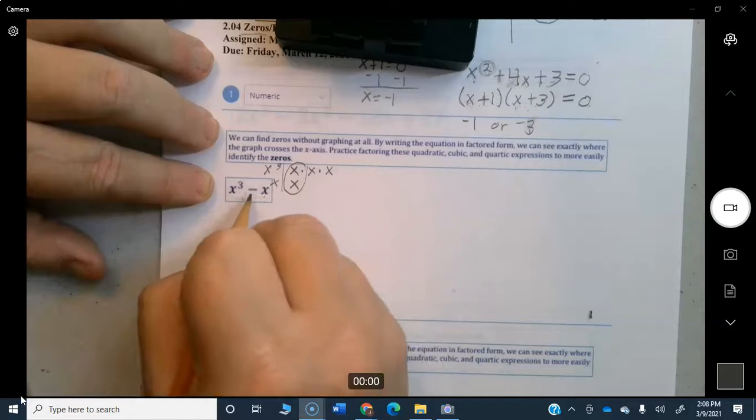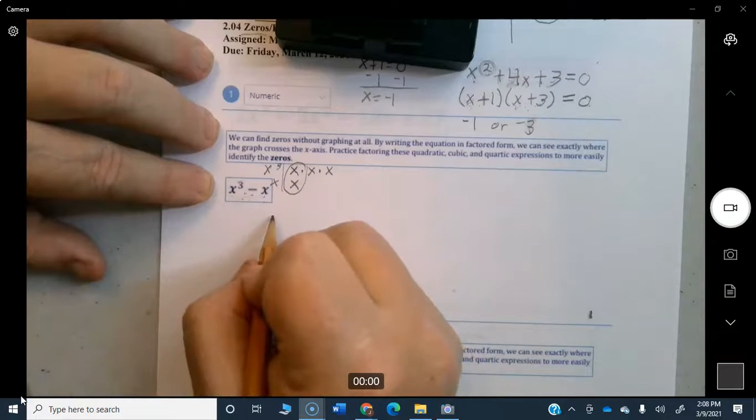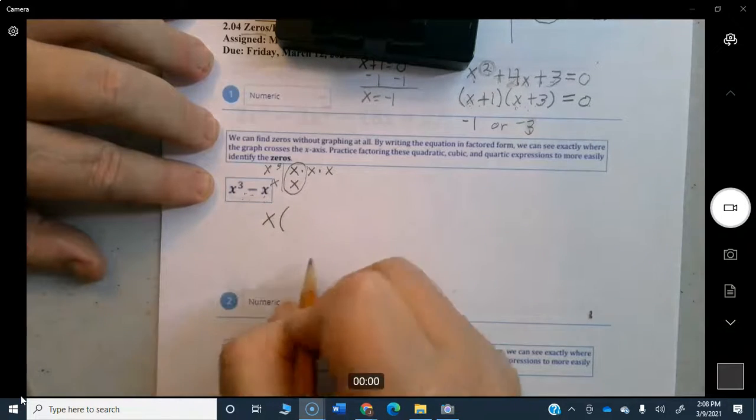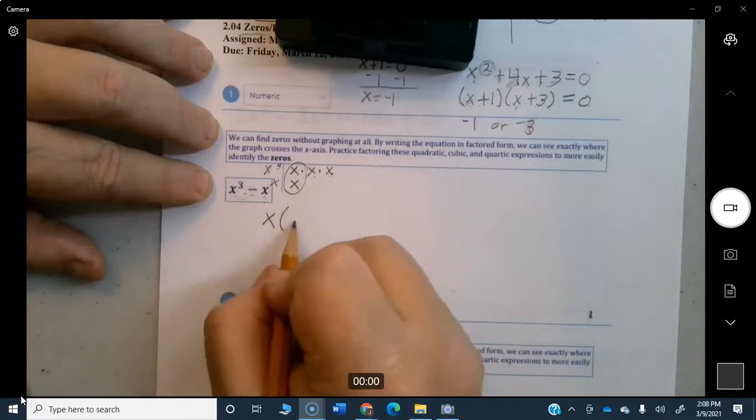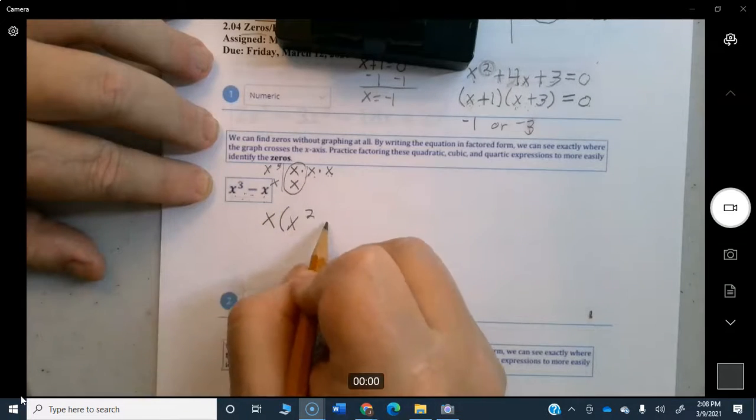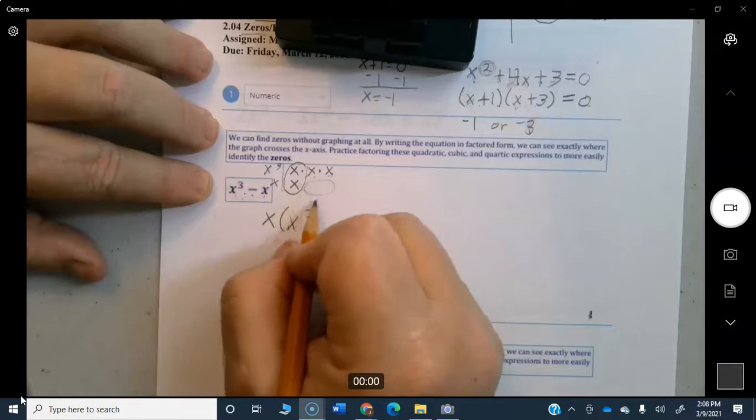So that means an x can be factored out of this. So it's going to be x goes out of the parenthesis, and then this term has 2 x's left inside, x times x, so that's x squared. And this one doesn't have anything. Now that can be tricky sometimes.